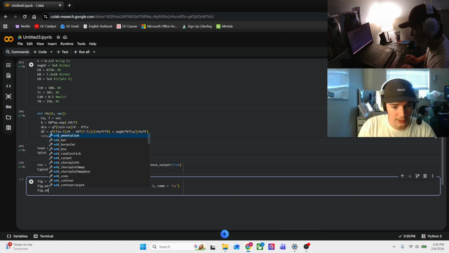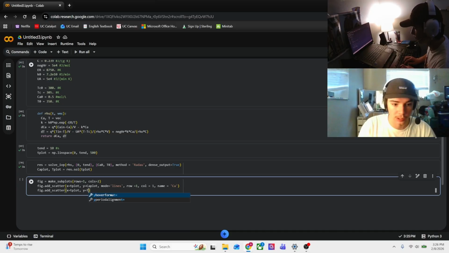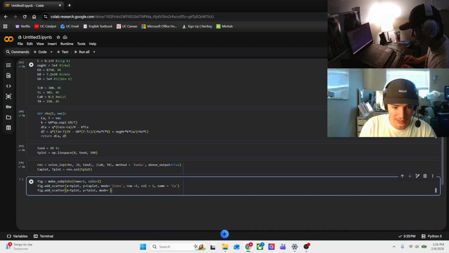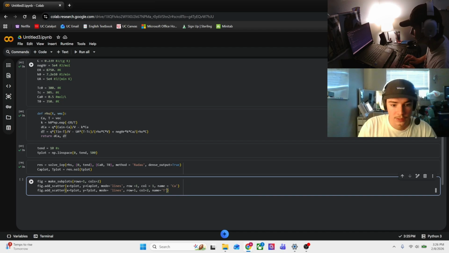And then we're going to do figure.add_scatter. Our x is going to equal our t_plot. Our y is going to equal our big T plot for our temperature. Our mode is going to be lines yet again. Our row is going to be 1. Our column is going to be 2 this time around. And our name is just going to be T.